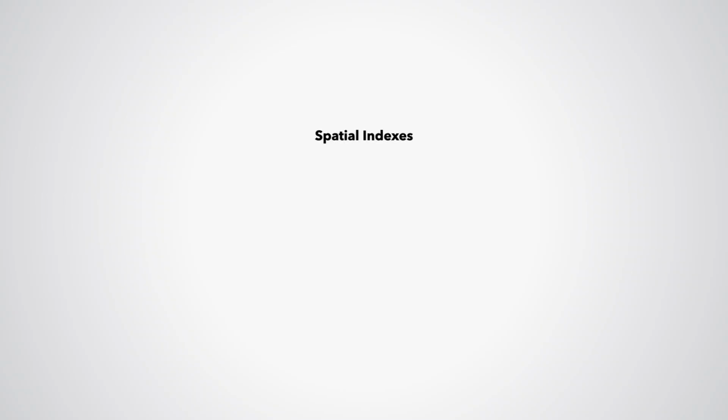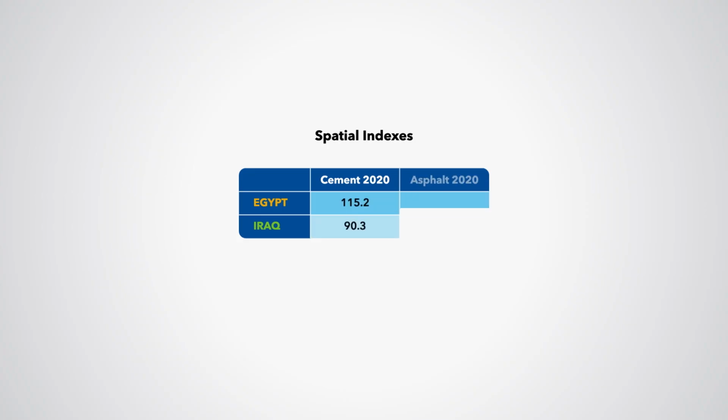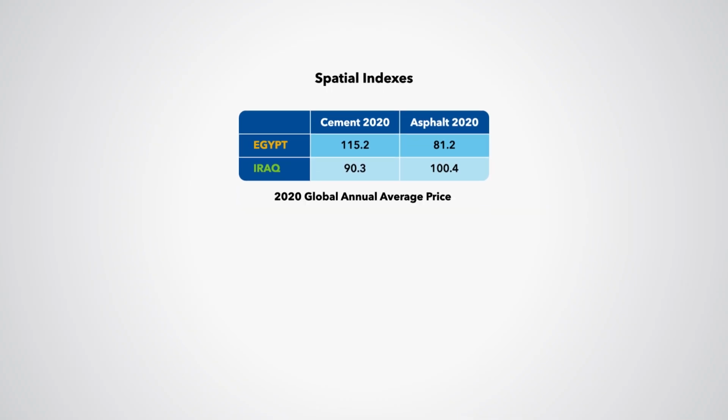Next, let's look at spatial price indexes. An example of a spatial price index is the World Bank International Comparison Program that measures prices for a standard set of goods and services purchased in different countries in comparison to a global average price set to 100. In this hypothetical example, the table shows spatial indexes comparing the prices of cement and asphalt in different countries at a given point in time. This comparison is possible because the indexes are set so that the global average price in 2020 equals 100.